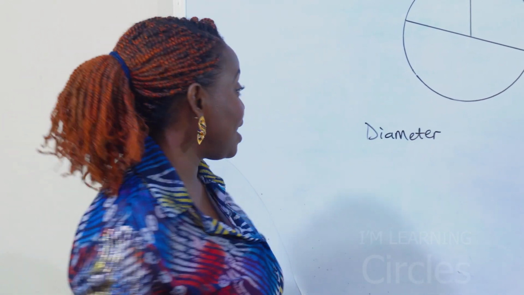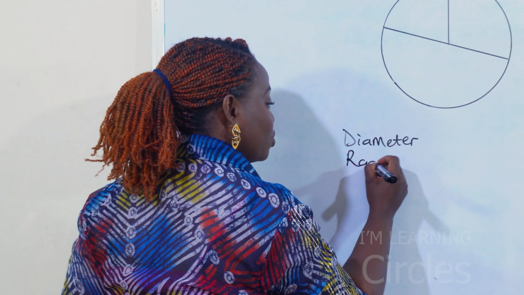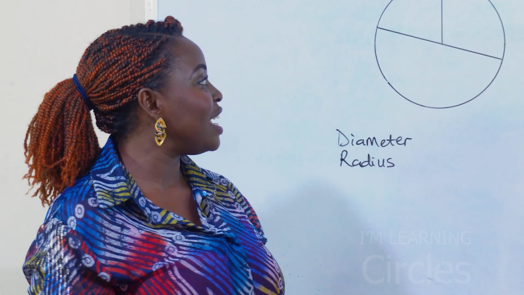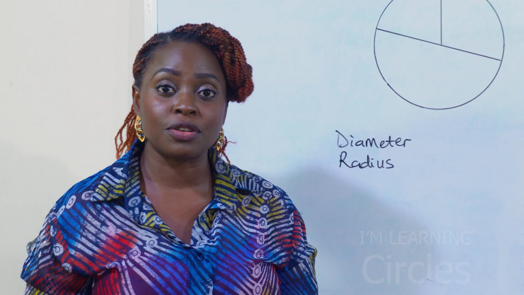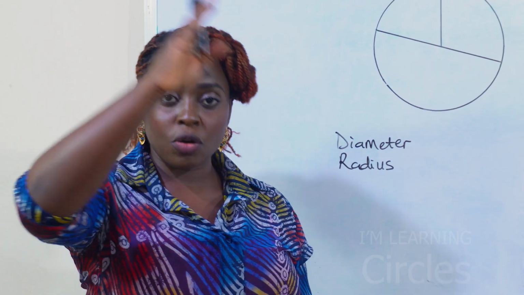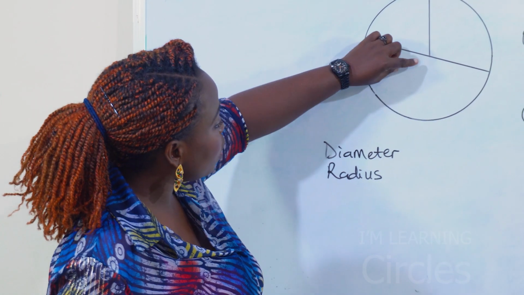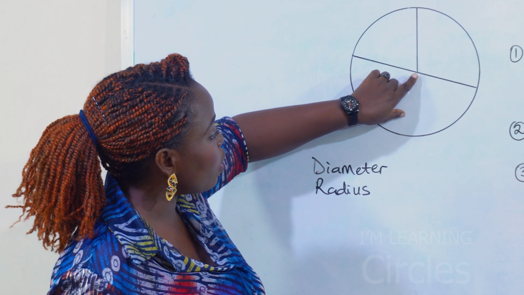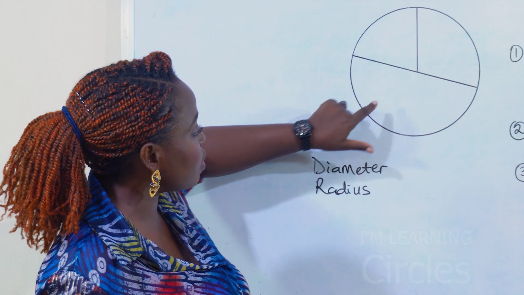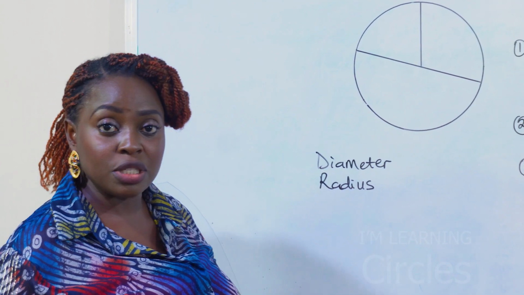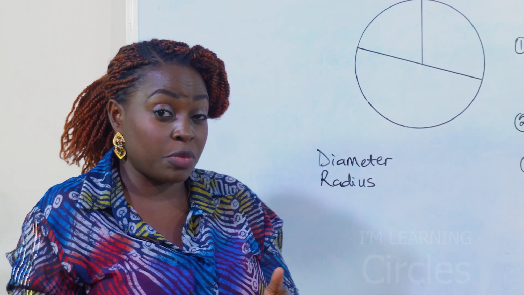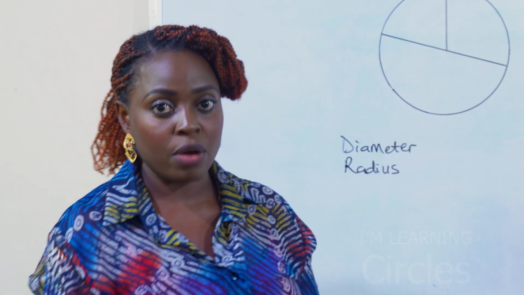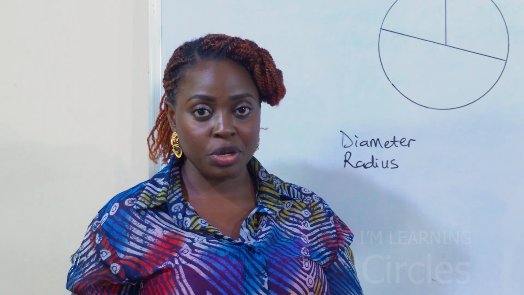Now, radius is the second thing that we need to know. What is a radius? The radius is a line that runs from the center of the circle to any part of the circle. So it goes from the center of the circle to that point of the circle. I could draw another one coming from the center of the circle down here, and it would still be the radius, as long as it starts from the center of the circle and it ends at any point around the circle. It is the radius.